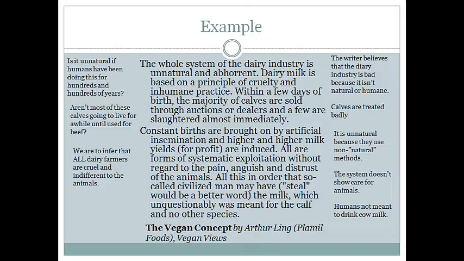Further down, when we're talking about the pain caused to the calves, it says we are to infer that all dairy farmers are cruel and indifferent to the animals. Here's the part where I kind of agree. I don't think animals should be treated badly, and I don't think they should be put through horrible things just so that we have a nice gallon of milk in the fridge. And one thing we're saying here is, you're right, maybe some people do that, but this person kind of has the idea that all farmers treat their animals horribly. So on the left here, I'm sort of questioning that. Can you really say all farmers do this and that all animals are treated badly and cruelly? That's a thought to consider.